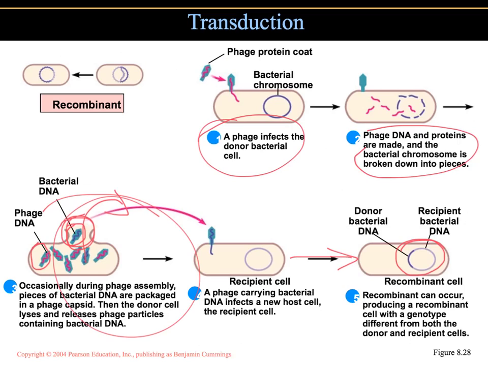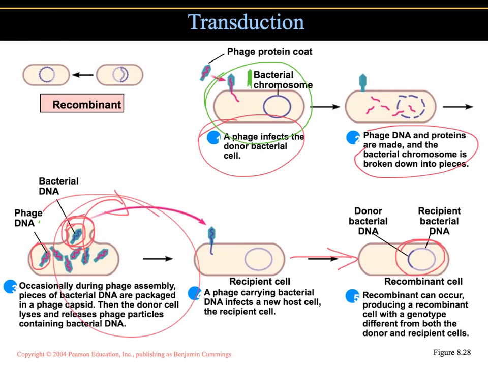So let's just repeat this. Overall, I'm going to put it in green here. What happened is that you have a phage infecting a bacterial cell. Let's call this bacterial cell cell number 1. When the phage DNA is injected into this cell, the cell now is going to start making parts for the virus. That's how viruses work. Hopefully you remember how viruses work. They take over the cell, and the cell will start making the viral particles.